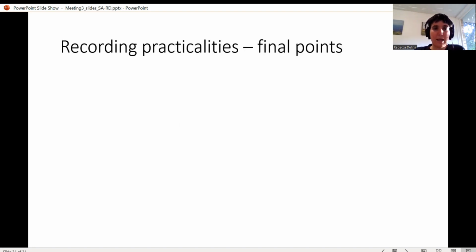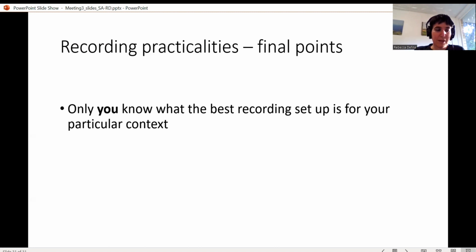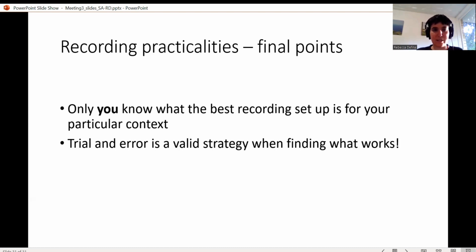Okay. So to conclude, it's only you who knows what the best recording setup is for your particular context. And trial and error is a very valid strategy when finding what works. It's often helpful to try a few different setups and go, oh, actually, this doesn't work.